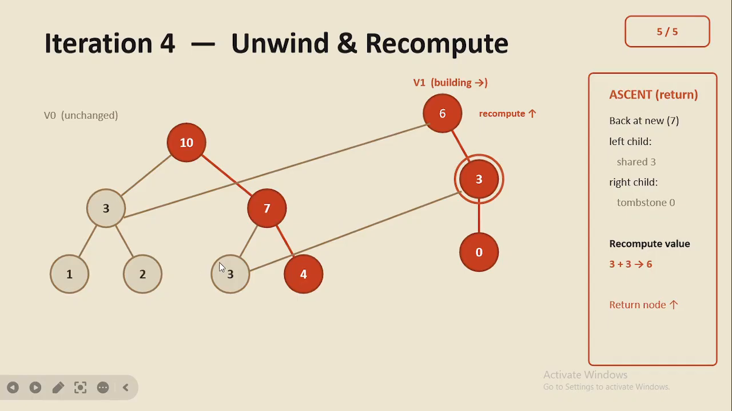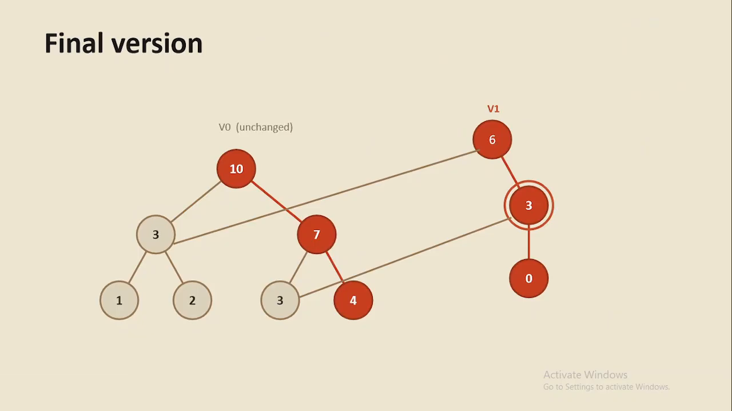we will add 3 plus 3, and it will be 6. Now this will be the result that we wanted. Now version 0 is intact and version 1 is built here. Without any change, we can go back to any state whenever we want.